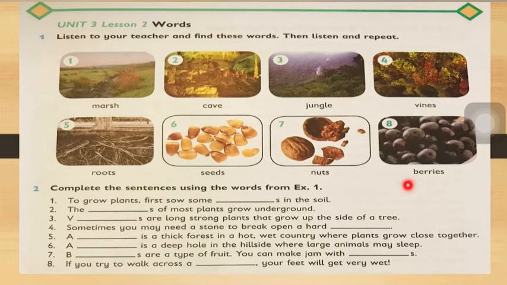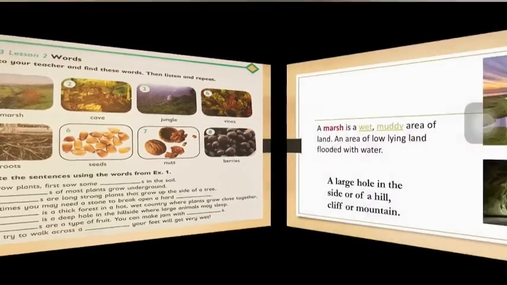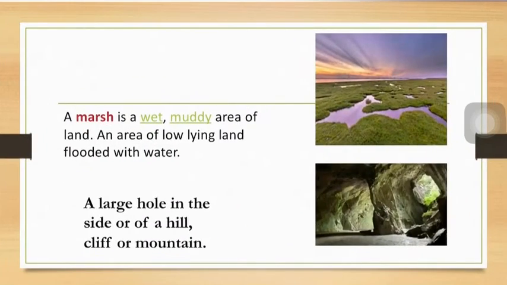Now children, I'm sure that few of the words are very much familiar to you, but let's understand the meaning of some difficult words. What is a marsh? A marsh is a wet, muddy area of land, an area of low-lying land flooded with water. Now children, this is a marsh. What is a marsh? This is a lowland area which is filled with water. This is a muddy area which is filled with water or flooded with water.